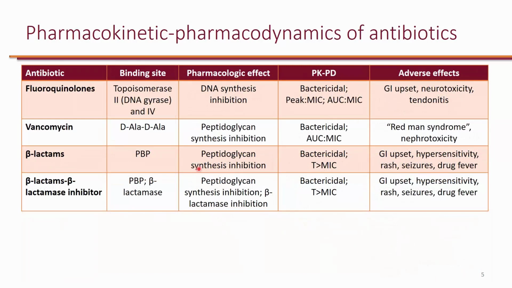Now, fluoroquinolones have a unique mechanism of action. They actually bind to topoisomerase 2 and 4. Therefore, they inhibit DNA synthesis in bacteria. Fluoroquinolones can cause neurotoxicity and tendonitis, which actually happens to be a black box warning.